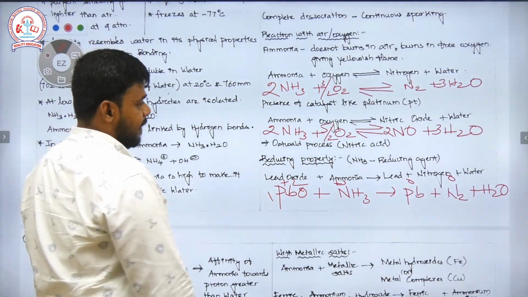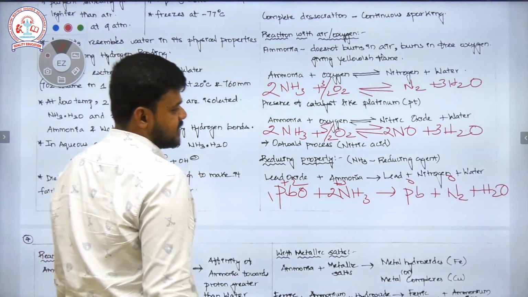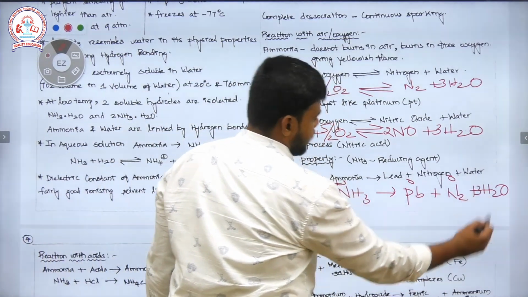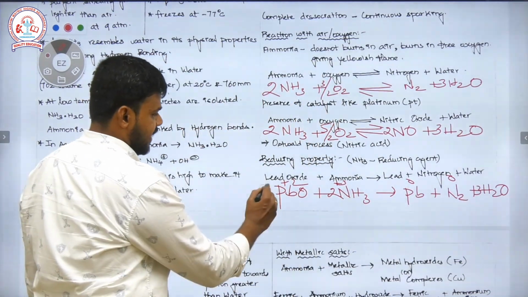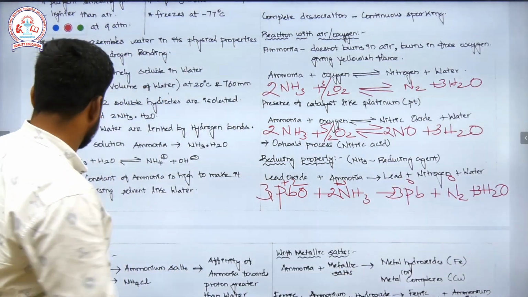To balance, nitrogen there is 2, so I will make ammonia 2 here. So we have got 6 hydrogen, so I will make water 3 here. Oxygen is 3 there, so I will make PbO 3 here. So lead is 3, I will make it 3 here. This is regarding the balancing of this.